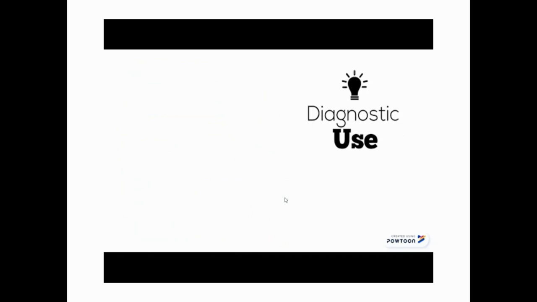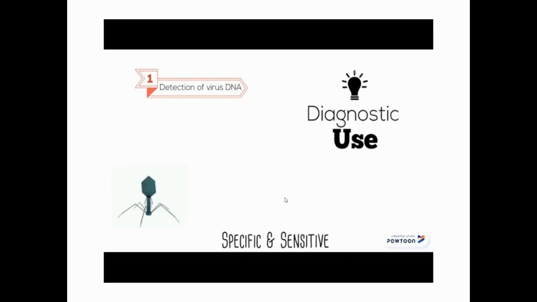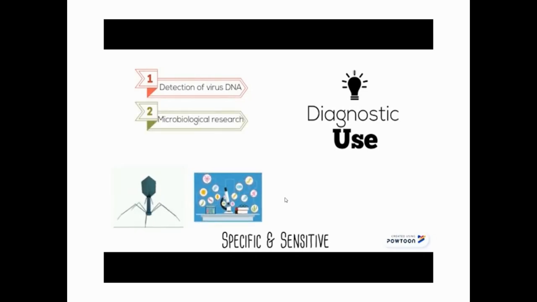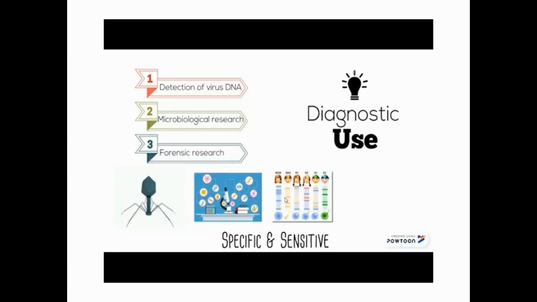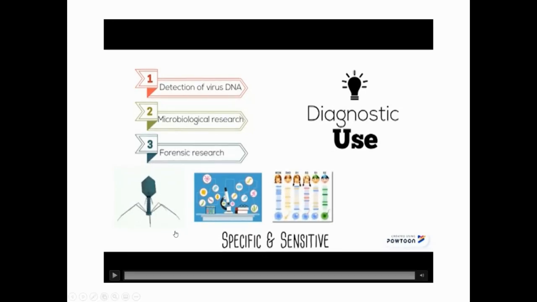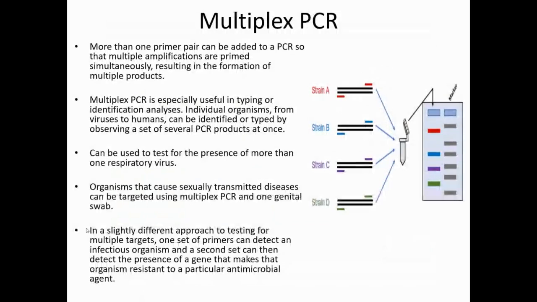So, nested PCR is used in situations in which it is necessary to increase the sensitivity and specificity of PCR. For example, detection of virus DNA, like hepatitis, in microbiological research, or in forensic research, like DNA fingerprinting. Okay, so that's the principle and the application of nested PCR. Then the multiplex PCR.